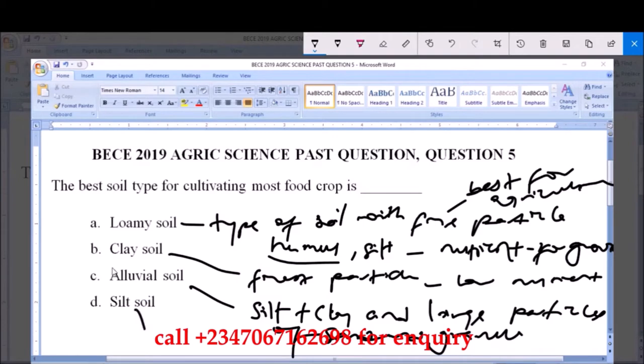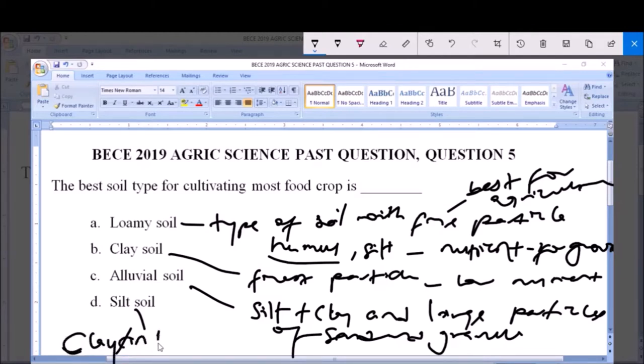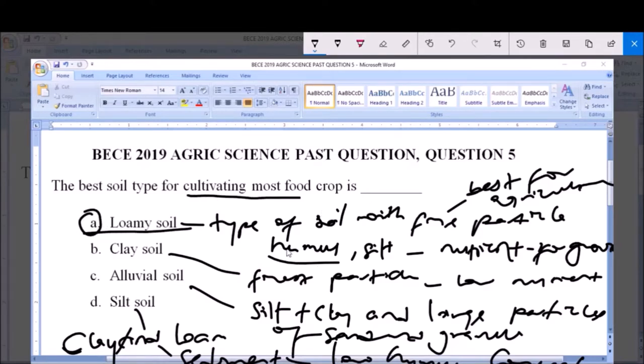Then the silt soil here, on the other hand, is a type of soil that in terms of size of particles is between the clay soil and the loam soil. And this silt soil is just like sediment, and it has low humus content. So now, from all this explanation, you will see that loamy soil is the best soil required for cultivating most crops. It is the most suitable soil for agriculture because of its high humus content.